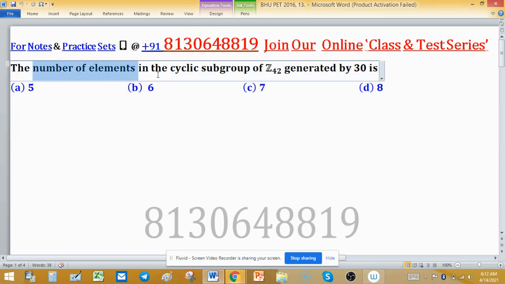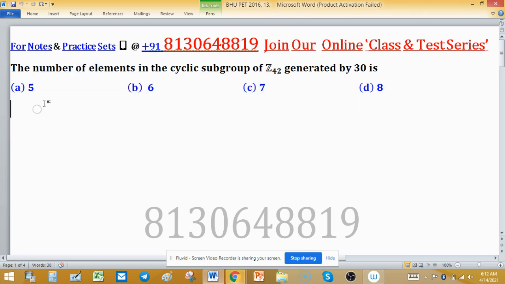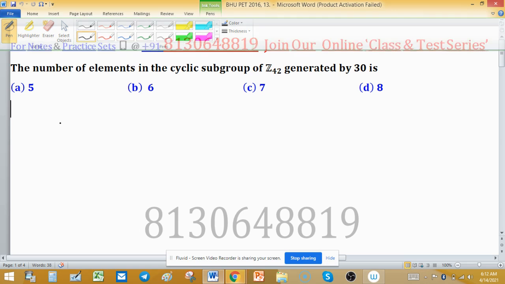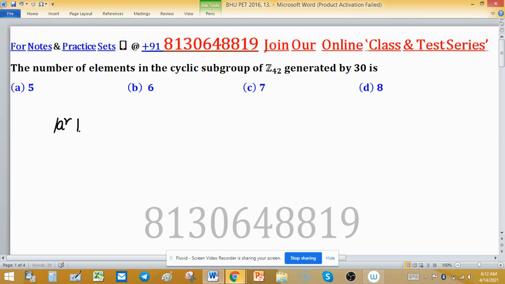The number of elements in the cyclic group Z42 generated by 30. This question can be solved easily with this formula: the order of a raised to the power r is equal to n upon GCD of n with r. Generated by 30, we know a theorem: a subgroup of a cyclic group is cyclic. Also the group generated by 30 is a cyclic subgroup.